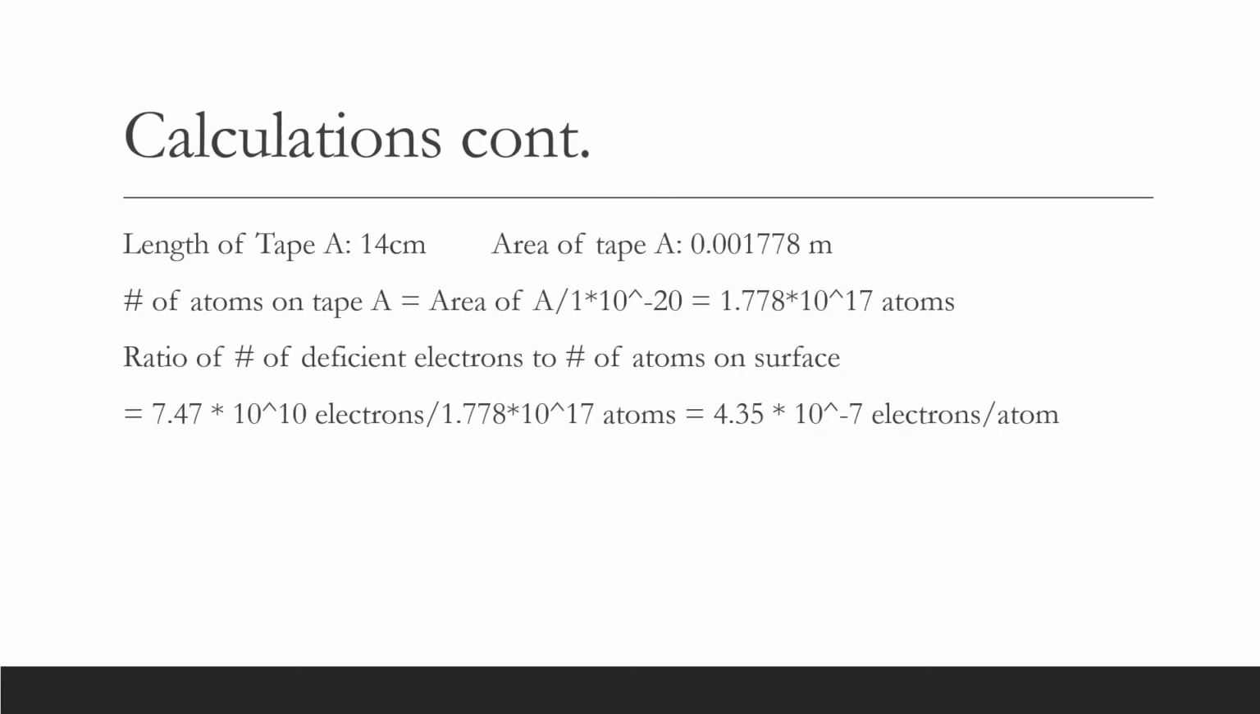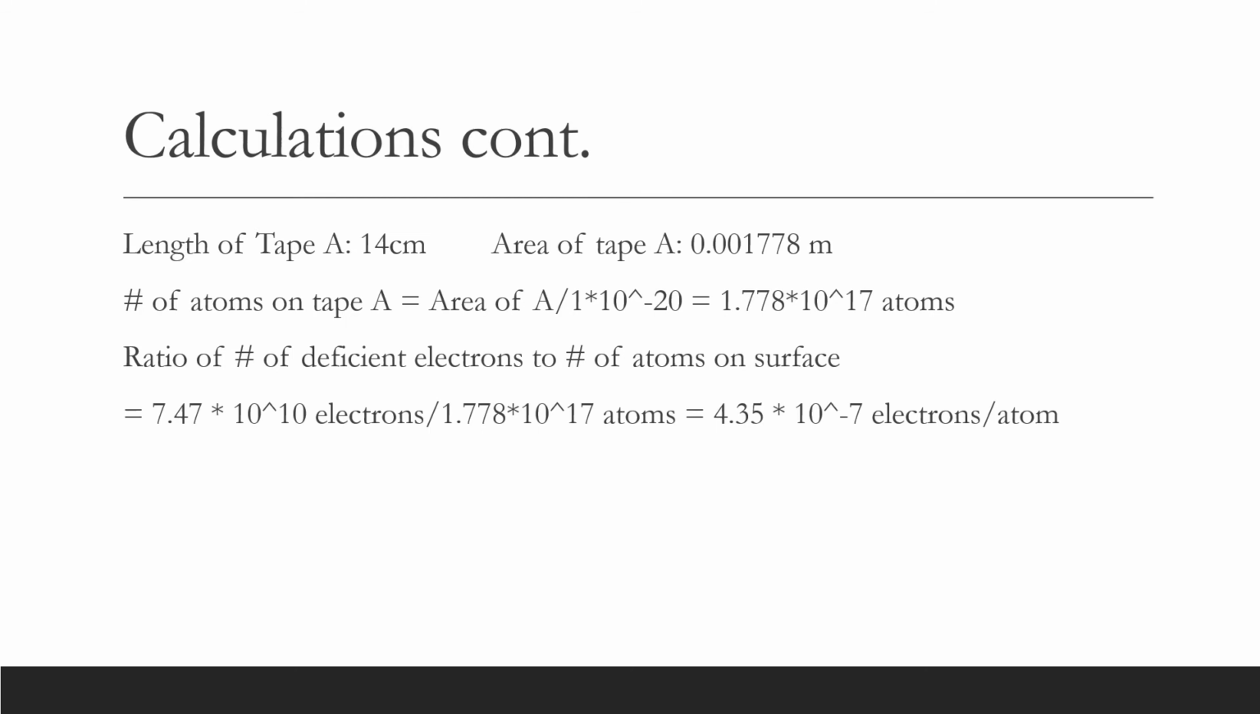Some other calculations that we can do with these numbers is find out the ratio of electrons transferred to the total number of atoms on the tape. To do this, we found the length of our tape A, which is 14 centimeters, and then the area of the tape we found in meters, and then we know the area of one atom is 1 times 10 to the negative 20th. So we divide that, and we find that there's 1.778 times 10 to the 17th atoms on our piece of tape.